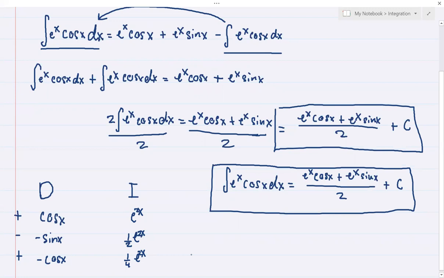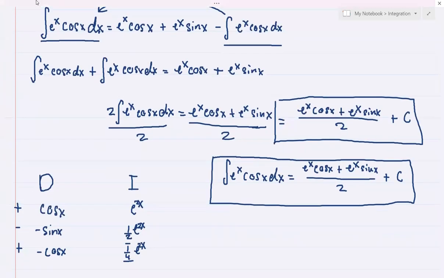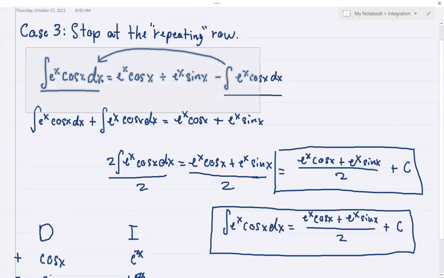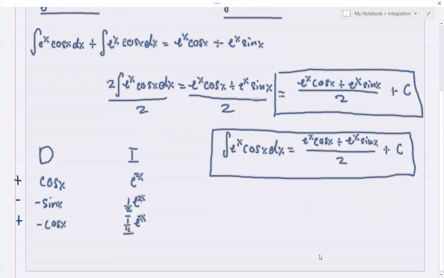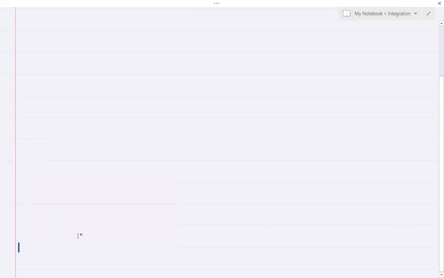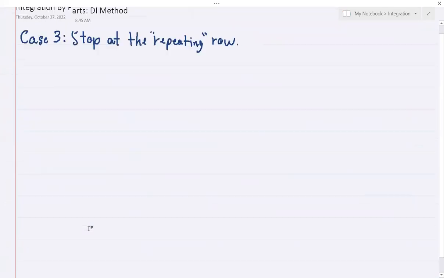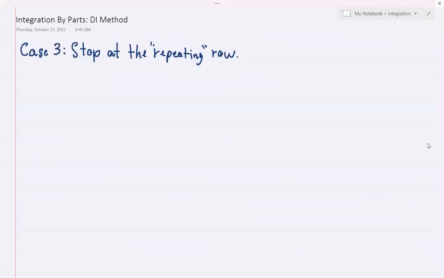So once again, first disregard the signs, and then the constants, if there are constants given here, just like this one, for example, disregard them. All you need to focus on is the functions given. So let's try one more example. For this case, how about if we have this one?